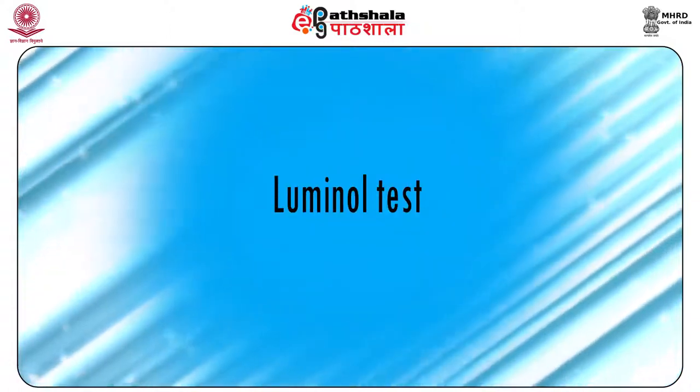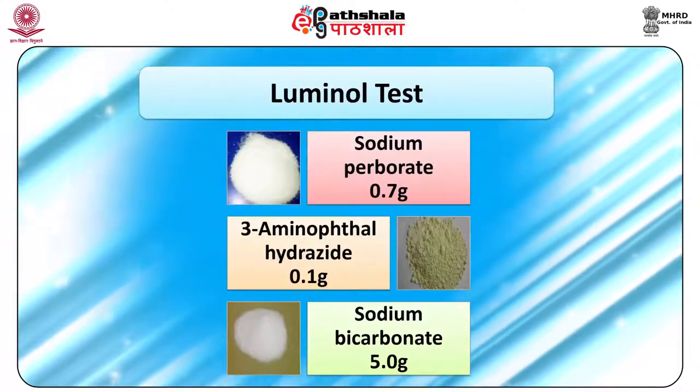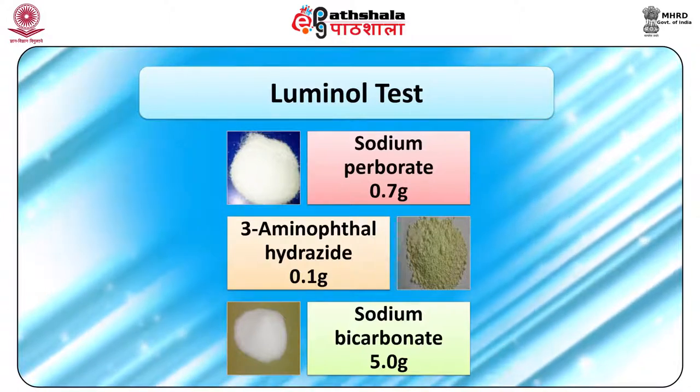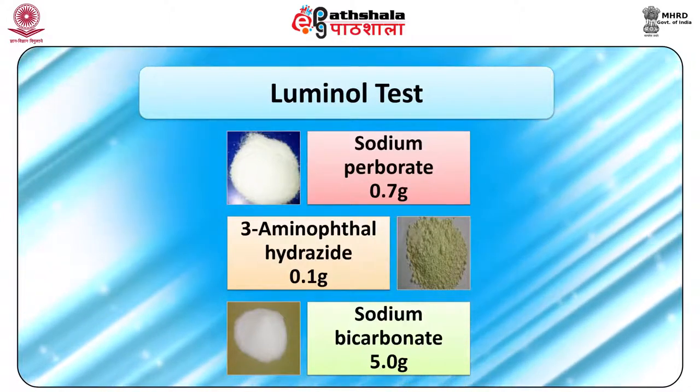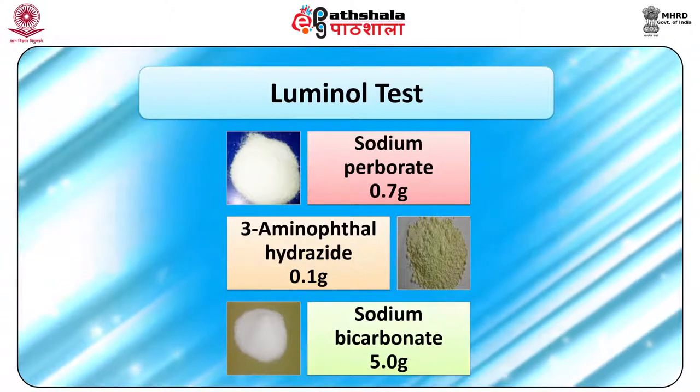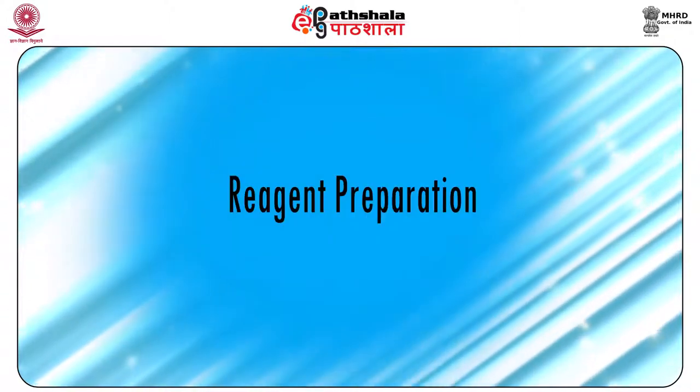Next is the luminol test. The luminol reagent we have to make first, in which we take sodium perborate 0.7 gram, 3-aminophthalhydrazide 1 gram, and sodium bicarbonate 5 grams. Then we prepare the reagent. The reagent is formed by taking 0.7 gram of sodium perborate and 1 gram of 3-aminophthalhydrazide mixed with 5 gram of sodium bicarbonate.